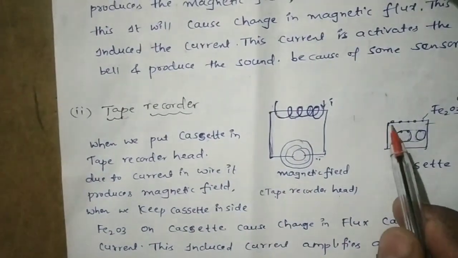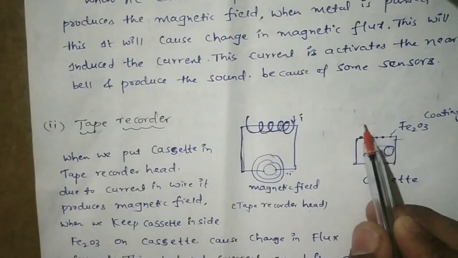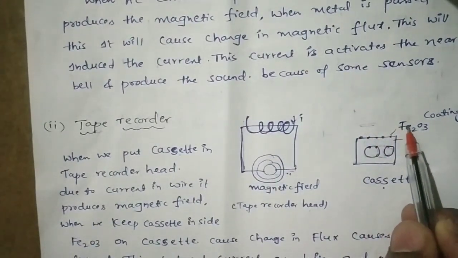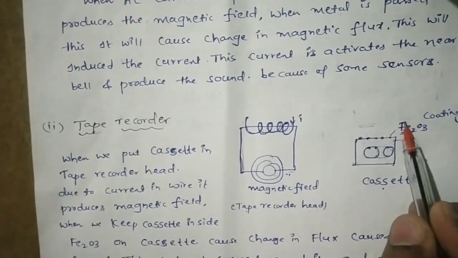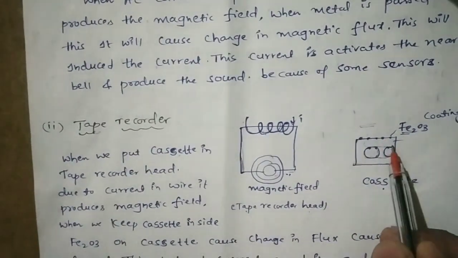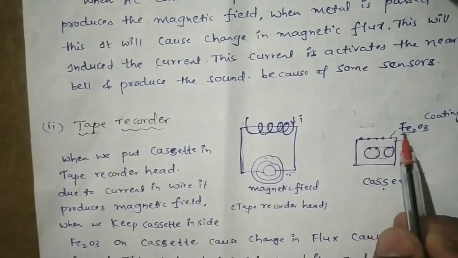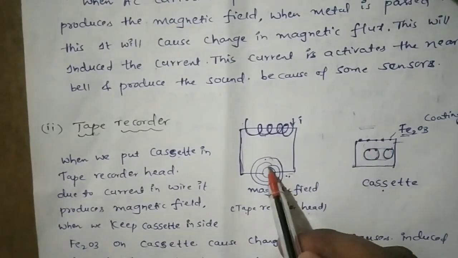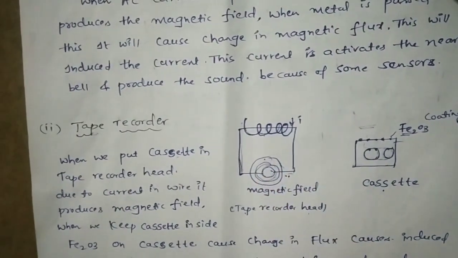Now whenever we keep the cassette, on the cassette some reel-like structure will be there. It is coated with Fe2O3 metal coating. Understand? Fe2O3, where Fe is a metal. Therefore whenever you keep the cassette in this one, the metal coating will create some disturbance in the magnetic field produced in the tape recorder.